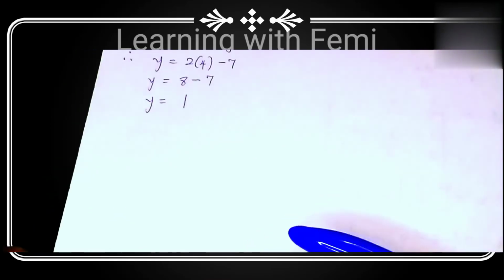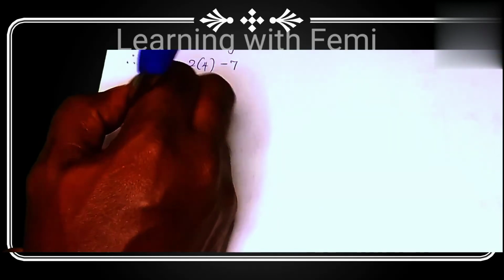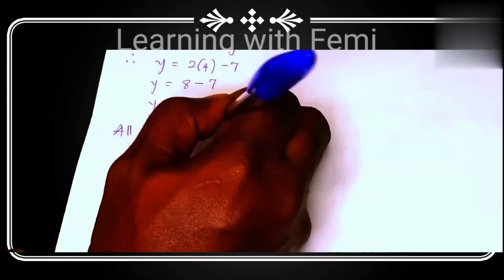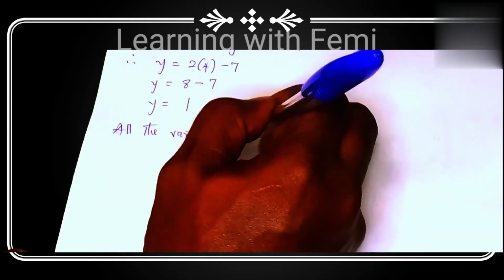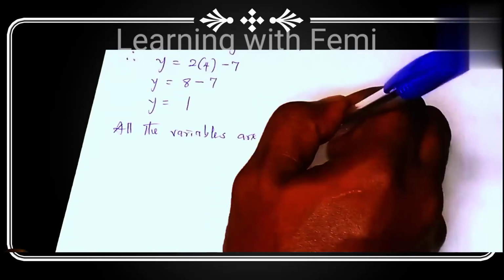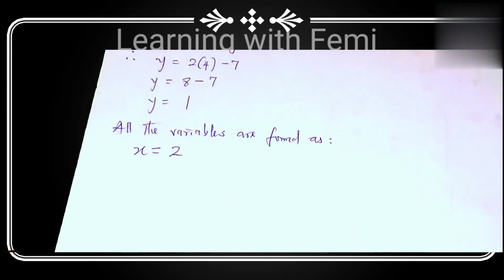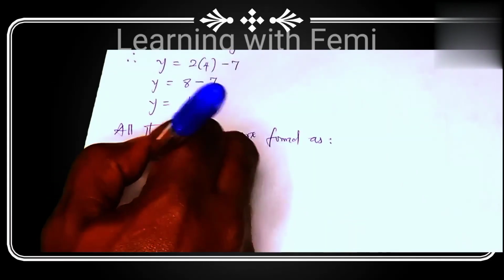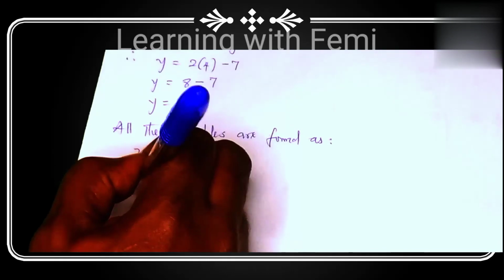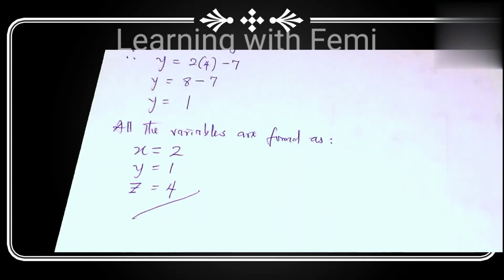Now we have found our final answer for all the variables. All the variables are found as x equals 2, y equals 1, and z equals 4. That's the final answer.